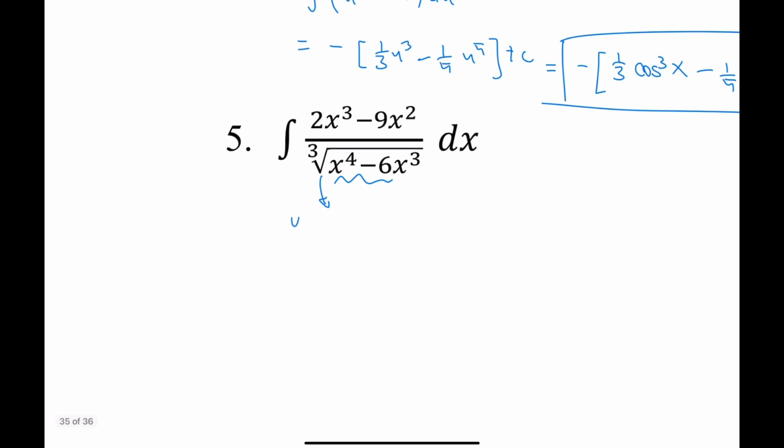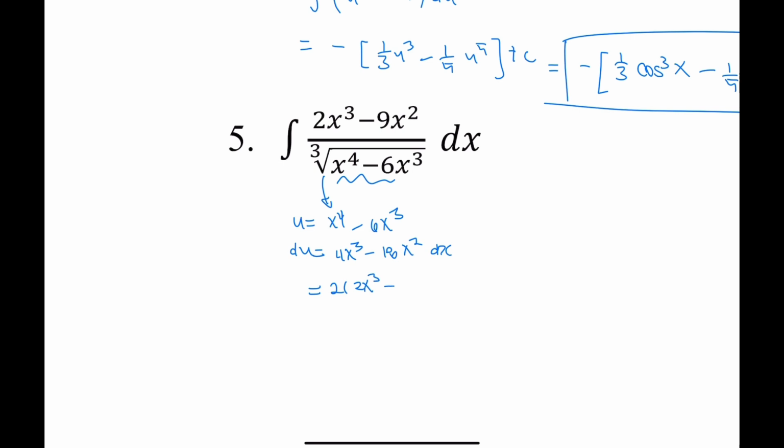So we're going to say u equals x to the fourth minus 6x to the third, and then du equals 4x to the third minus 18x to the second power dx. Something looks a little bit familiar to me. This is essentially 2 times 2x to the third minus 9x to the second dx, and we see that in the numerator. What a coincidence. Then we're going to divide each side by 2. So 1/2 du equals 2x to the third minus 9x to the second dx.